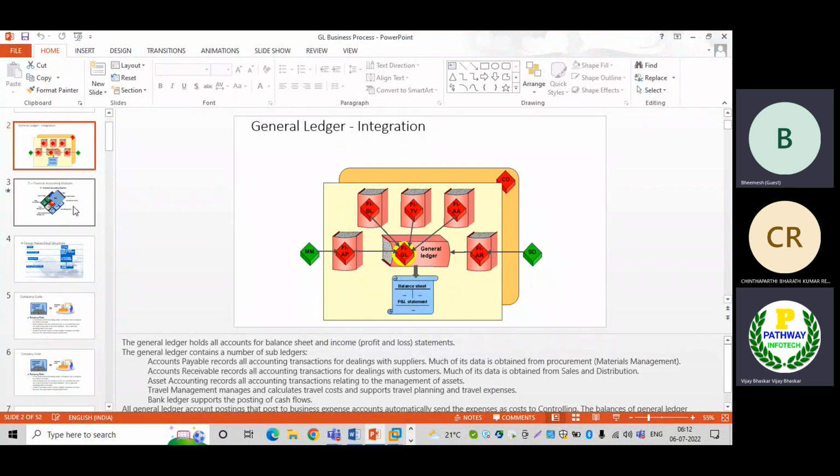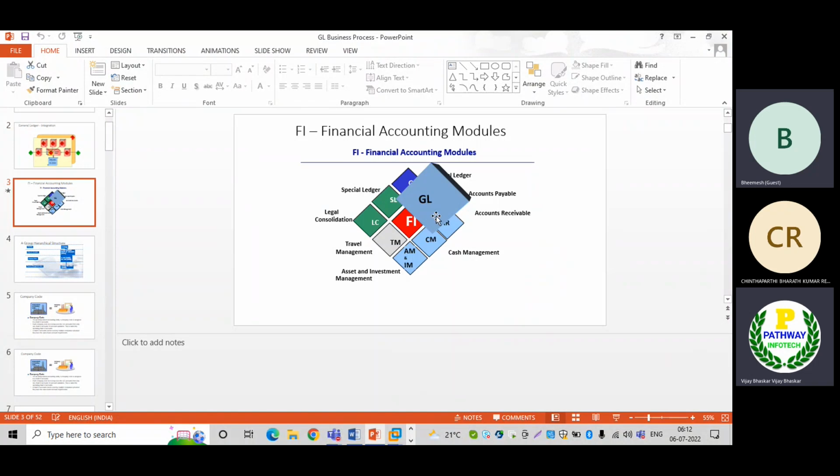Now we can see here, the general ledger accounting, for what purpose is it used? For legal consolidation purposes we must have the GL account. Then special purpose ledger, this is also purely for reporting purposes, and for this also we must have GL accounting. Travel management, asset and investment management, for each of these, if you want to draw the financial reports, then we must have the GL account module.